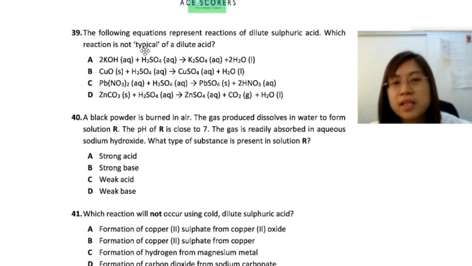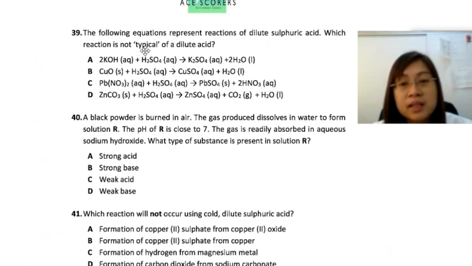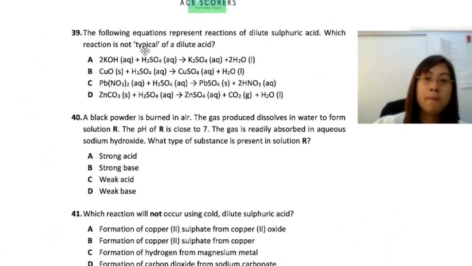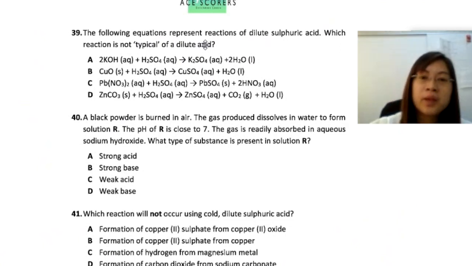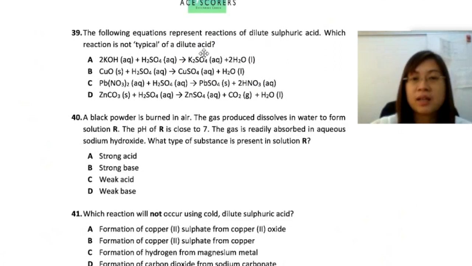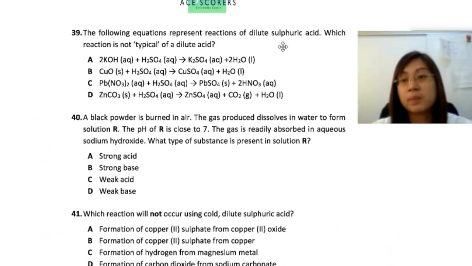Now, what do you understand about the definition of acid? We say that acids are substances that give out H plus ions when they are in aqueous solution. Okay, so in other words, when the reaction is not typical of a dilute acid, it means that this acid does not use its H plus ions in the chemical reaction. Or we can say that the H plus ions are not the participating ions. They are just the spectator ions. You get what I mean? So for this kind of question, you will see that usually the precipitation reactions are the ones that do not show the acid as being the typical acid.